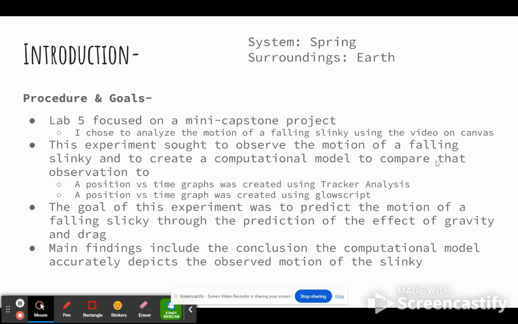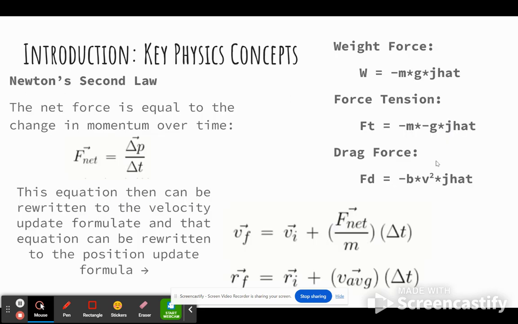The goal of this experiment was to predict the motion of a falling slinky through the prediction of the effect of gravity and drag. My main findings include that the computational model was accurately depicting the observation of the motion of the slinky. My system equals the spring and the surroundings equal the Earth.